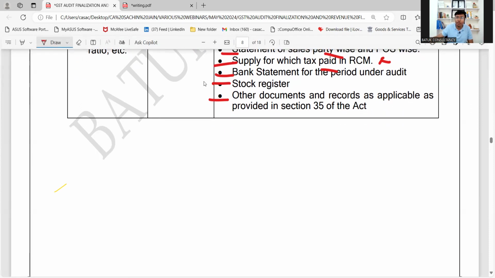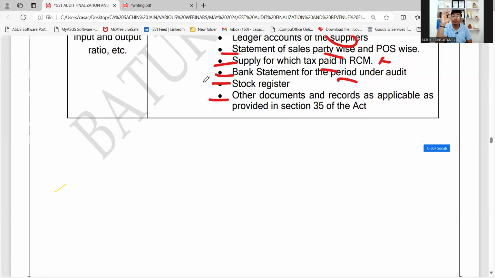Bank statement we are going to check from the entries and transactions perspective and for the payment perspective, and stock register we are going to demand to verify the movement of the stock. कई बार क्या होता है, we demand the stock register just to verify the closing stock, no, we will demand the stock register to ensure about the movements of the goods also.